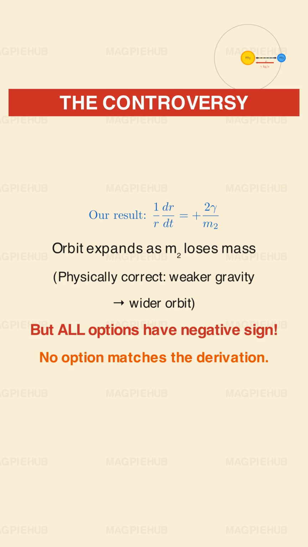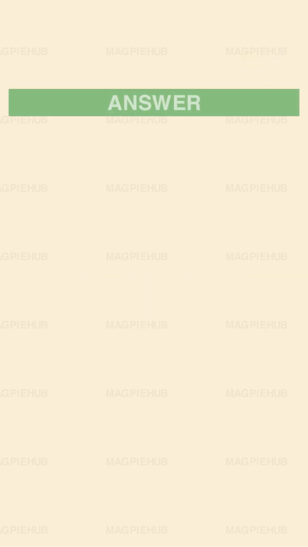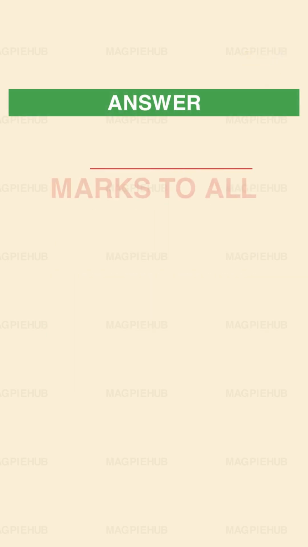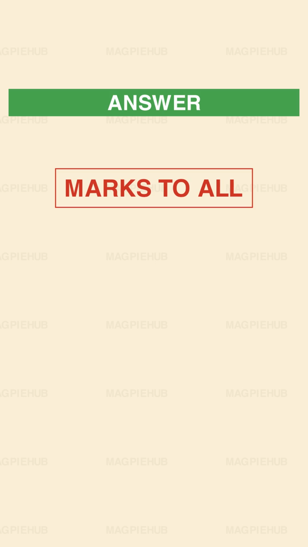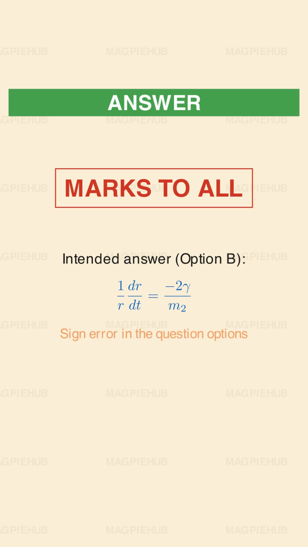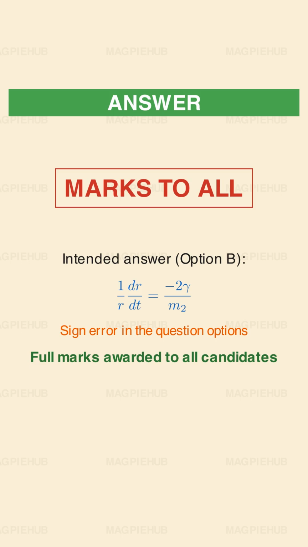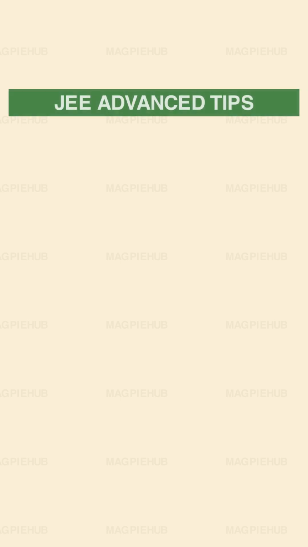This is why the exam board decided to award marks to all candidates for this question. The official answer for this question is marks to all. The JEE Advanced 2025 committee awarded full marks to every candidate who attempted this question, acknowledging the discrepancy in the options. The closest intended answer was option B, negative 2 gamma over m2, but the sign is incorrect based on the standard derivation. Here are some important tips for JEE Advanced.